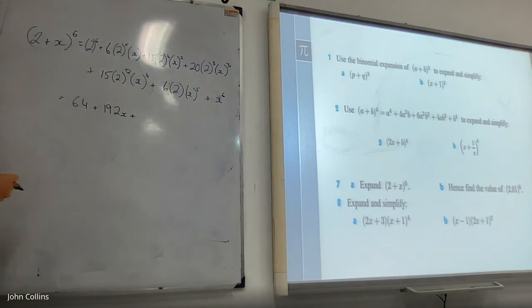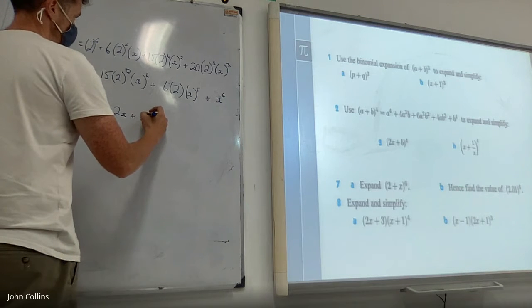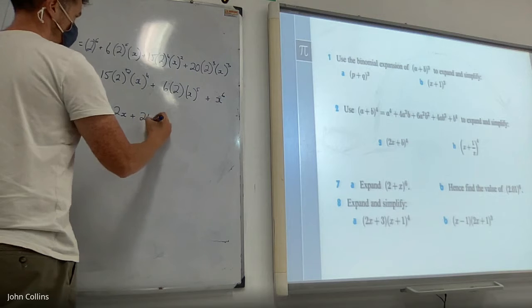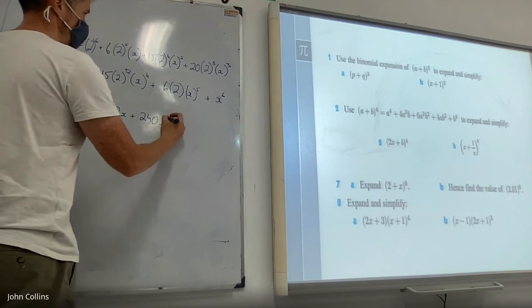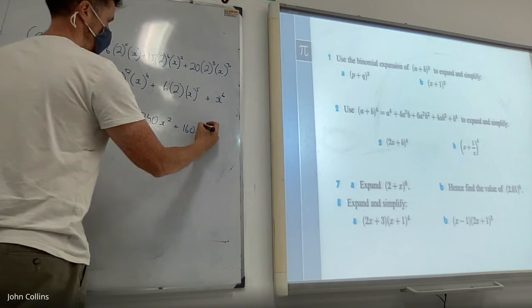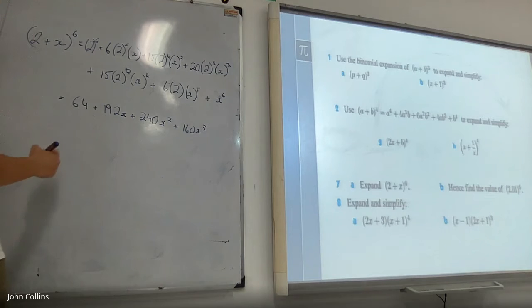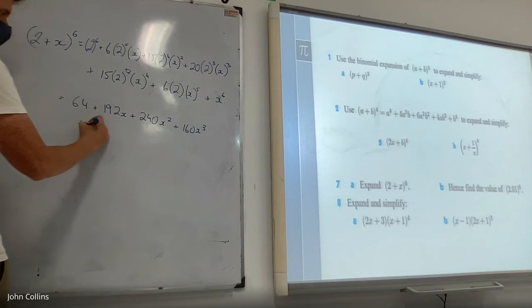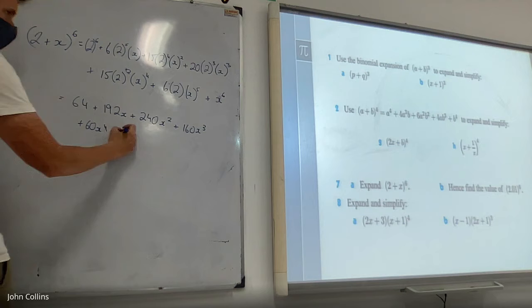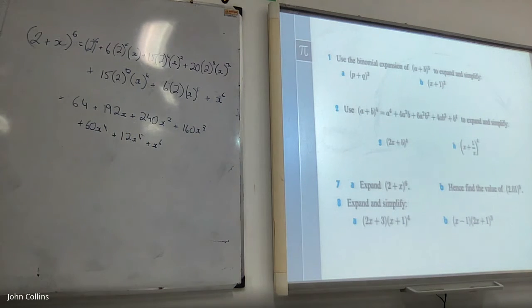2 to the power of 4 then, 240, that sounds better, x squared plus 160 x cubed, is it? Yeah. And then I'm going to go on the next line, 60 x to the 4, and 12 x to the 5 plus x to the 6. Okay, so that's it tidied up. Expansion.